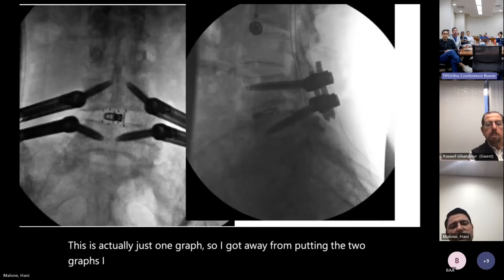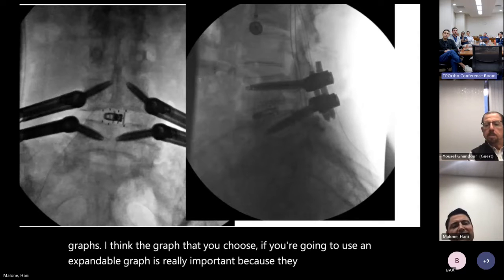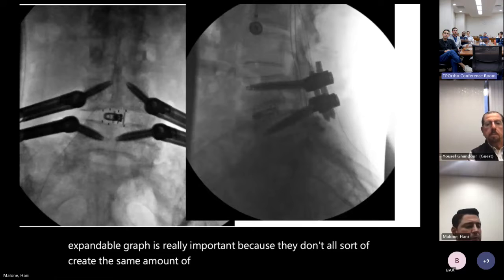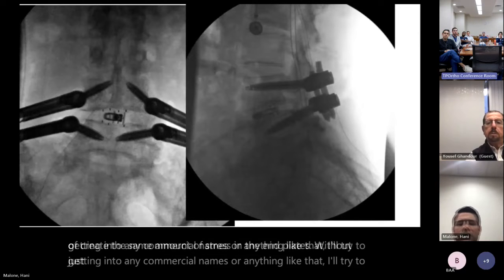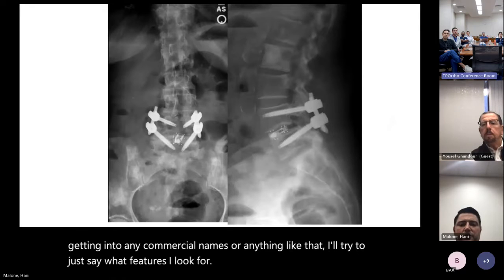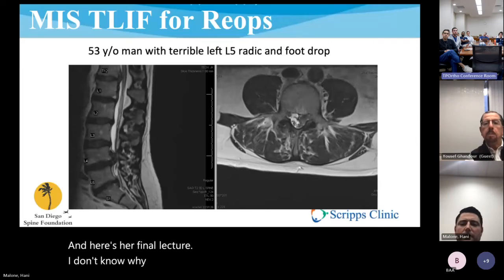I think the graft that you choose, if you're going to use an expandable graft, is really important because they don't all create the same amount of stress in the end plates. Without getting into any commercial names or anything like that, I'll try to just say what features I look for. And here's her final X-ray.